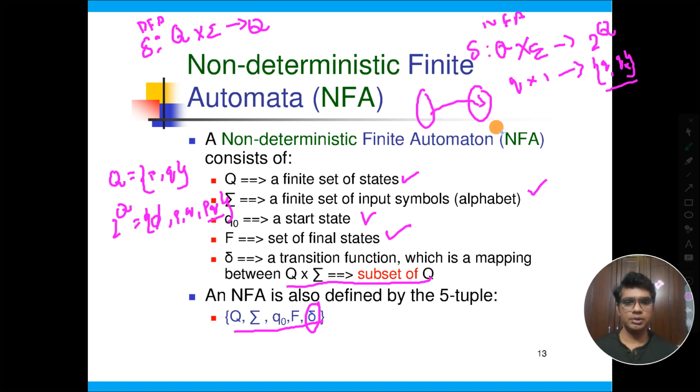Here also the function takes two inputs. It will take two arguments: one is state and another one is input. So when it takes state and input, it will go to either one state or a set of states, based on whether it is deterministic or non-deterministic.